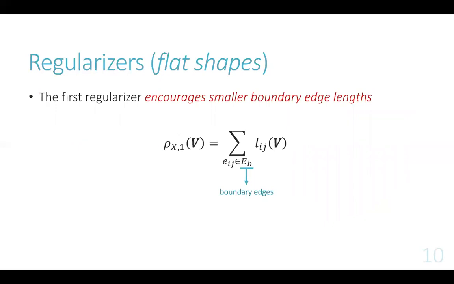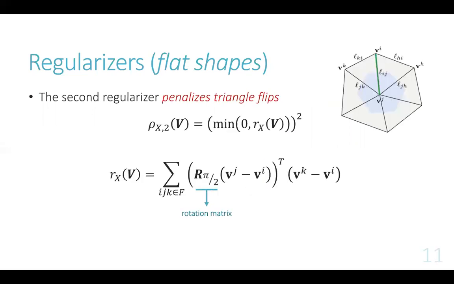So here are the regularizers they propose for flat shapes. The first regularizer encourages smaller boundary edge lengths. You can see it's the sum of all the edge lengths for the boundary edges, so this is actually the boundary length. The second regularizer penalizes triangle flips. The formula looks like this, and you can see the rotation matrix. Whenever a triangle flips, it gets a negative term and it will be penalized.